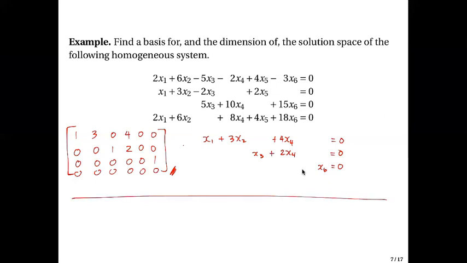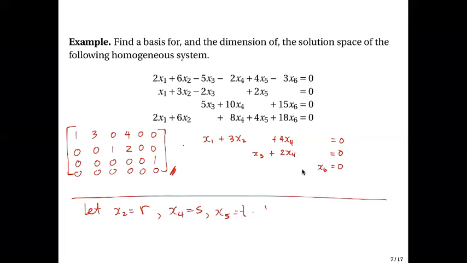So we have, let x2 be equal to r. Let x4 be equal to s. And x5 be equal to t.